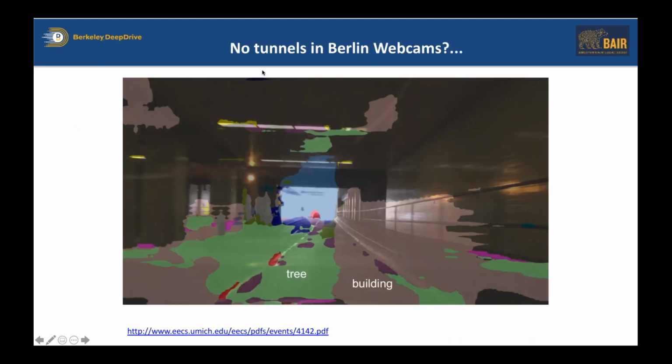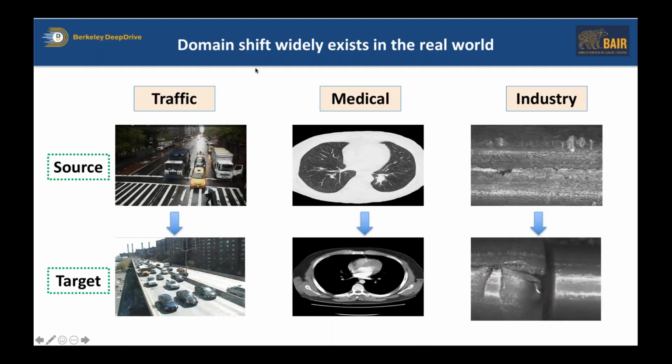Especially when there are no tunnels in the Berlin web cameras, and if you test your trained model on the tunnel images in the San Francisco web cameras, it can be even worse. It almost totally fails. Actually, such domain shift between your training data and testing data widely exists in the real world, like in transportation, in medical imaging, and in industry.